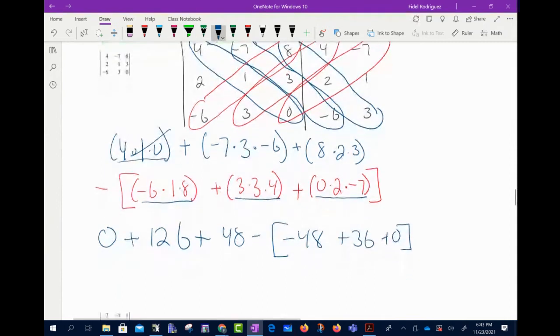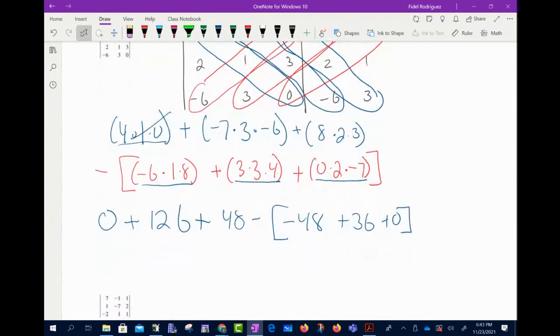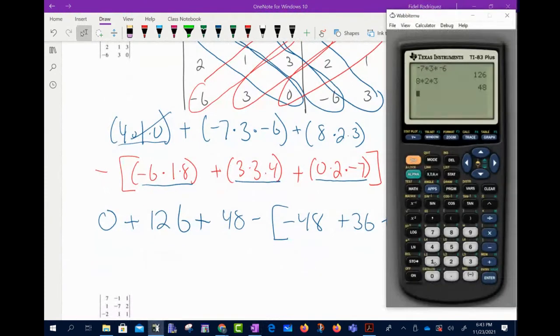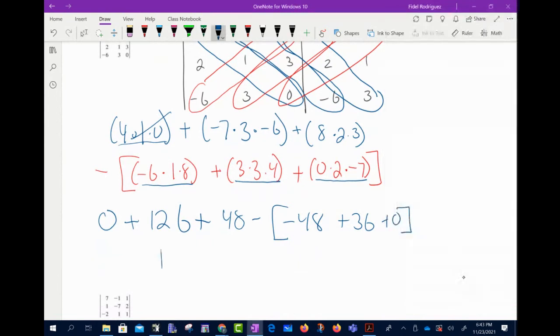So let me do the same thing here again. 126 plus 48 is 174, so that's 174. And then, minus, negative 48 and 36 is a negative 12. So this is going to give me 174 minus, and minus and minus become plus. So this should be something like 186.